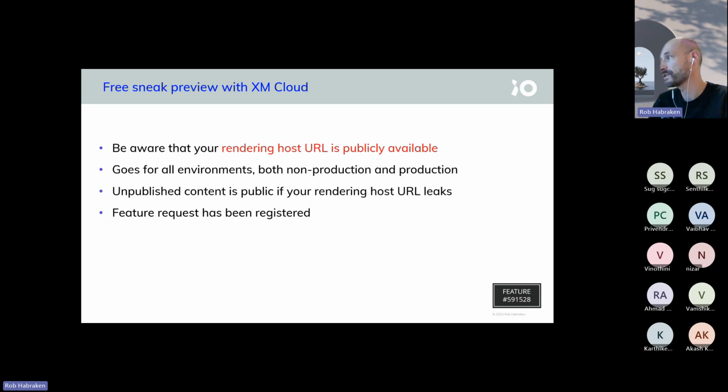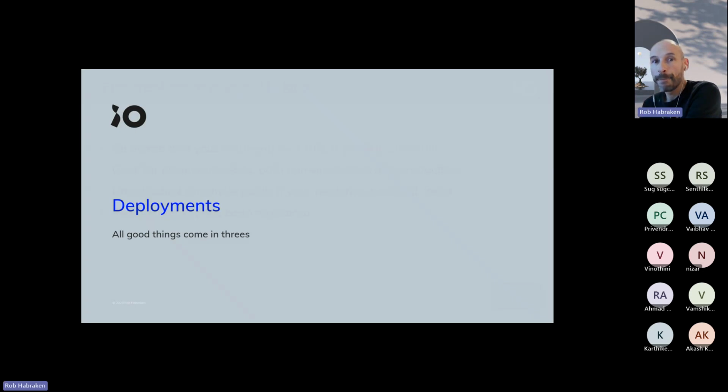I've registered a feature request for this, and I think it might be coming this week, or maybe it's already out. I'm not sure. I haven't seen it. There would be a change planned in the configuration that makes it possible to actually add authentication to the rendering host URL. But if you do not have that yet and you're using XM Cloud, just be aware of this. It's a good thing to know.